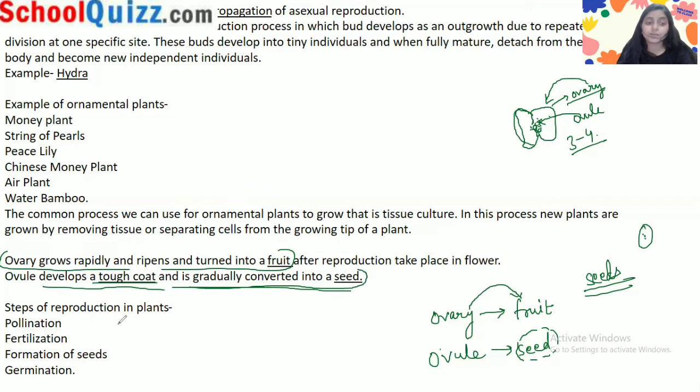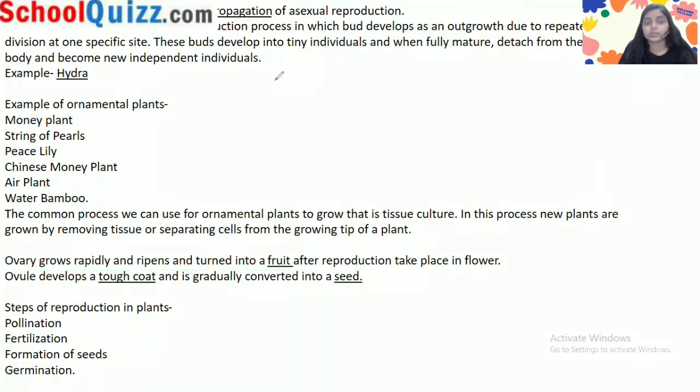So the steps of reproduction in plants are pollination, fertilization, formation of seeds, and germination. You know all these processes, and we don't have to describe them all. We just tell the name and the steps of reproduction in plants, right? So these are the questions of 2 marks. Now let's move to the questions of 3 marks, right?